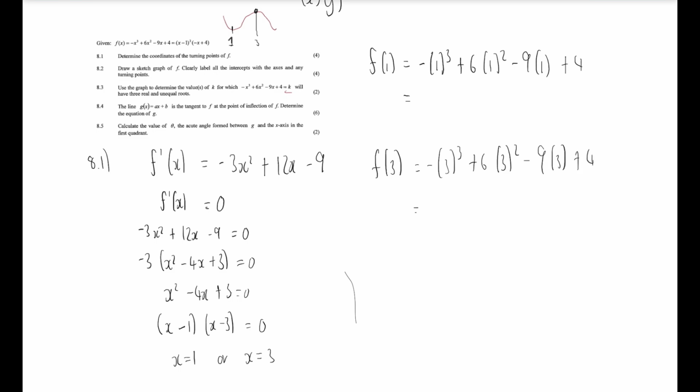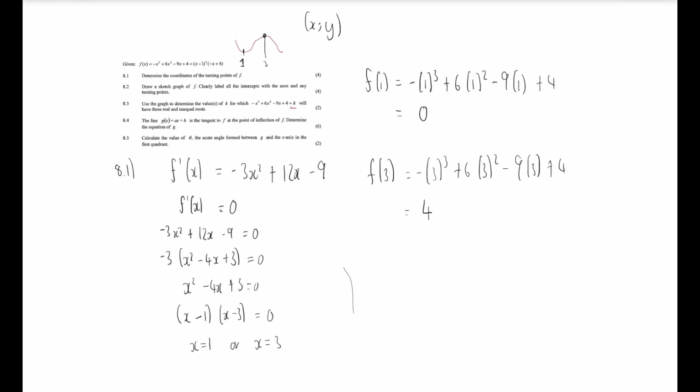Then you use your calculator, just to avoid error. -9 + 4... and over here we have 0. Then for f(3), you're going to have -(3 cubed), which is negative, so it's -27 + 6(3) squared - 9(3) + 4, which gives us a value of 4, like that.